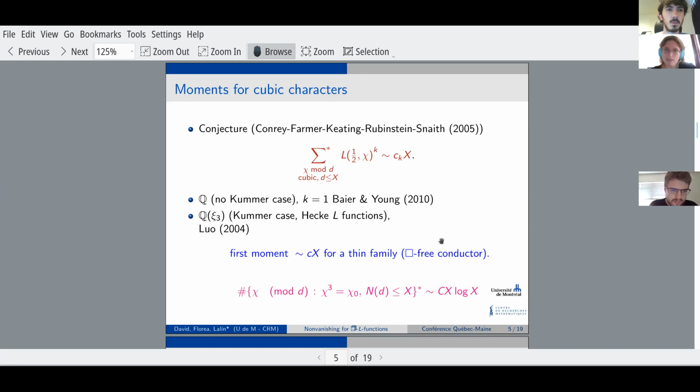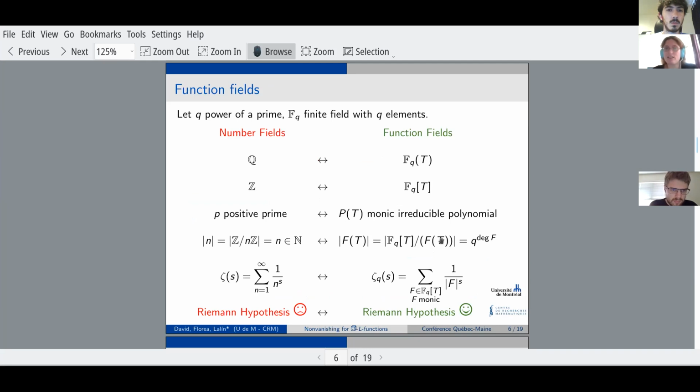Now we'll be leaving the number field setting and talk about the function field setting. So basically, we're going to replace Q by F_q adjoin T. The thing that is important to keep in mind is that our X, the size that we have, will be replaced by the norm of something, will be q to something. So when we have X before, now we'll have q to something.